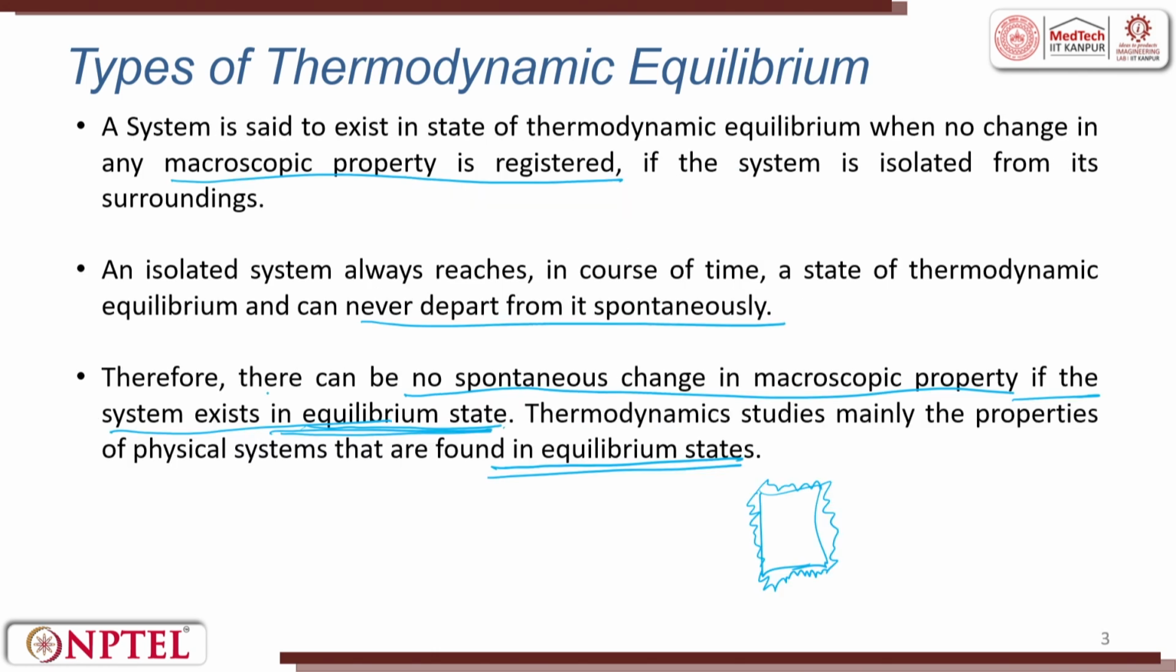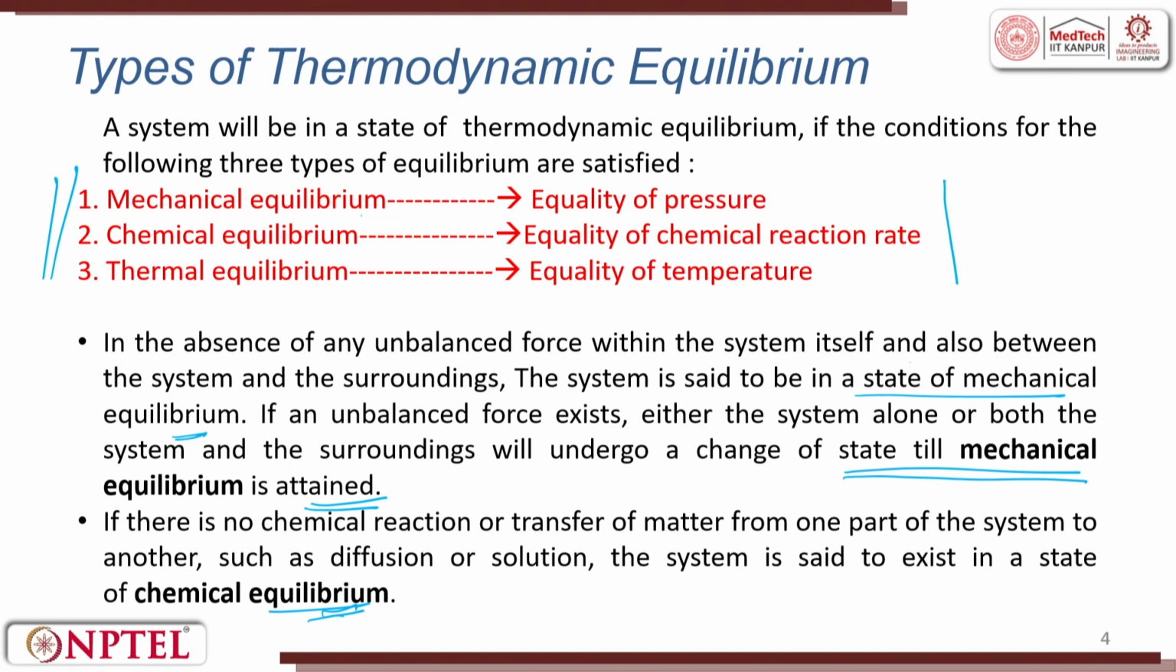You have to understand the equilibrium state, right. So, that is what we said. Therefore, there can be no spontaneous change in macroscopic property if the system exists in equilibrium state. Thermodynamics mainly studies the properties of physical systems that are found in equilibrium state. And here we have defined all the three equilibria: mechanical equilibrium, chemical equilibrium and thermal equilibrium.